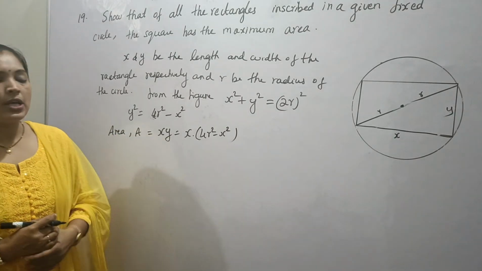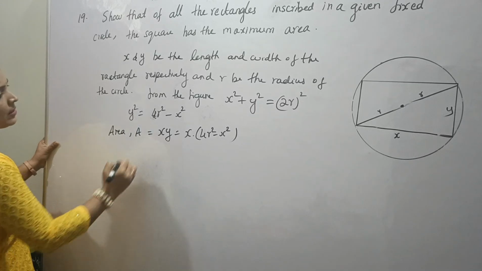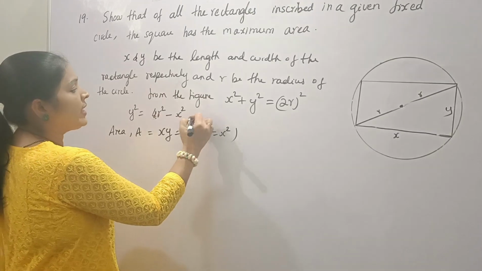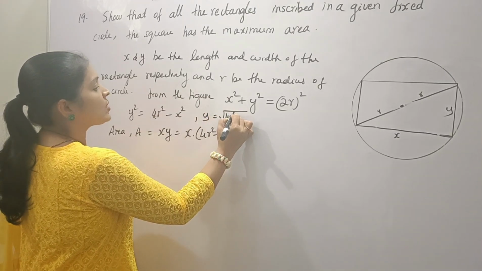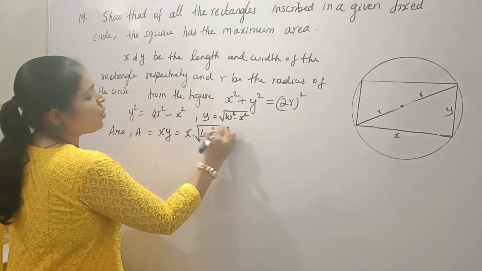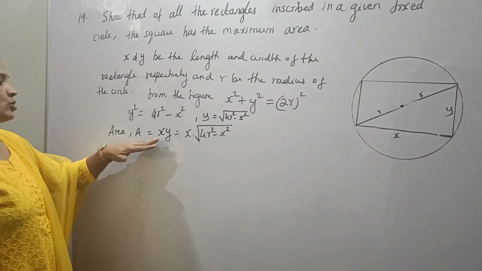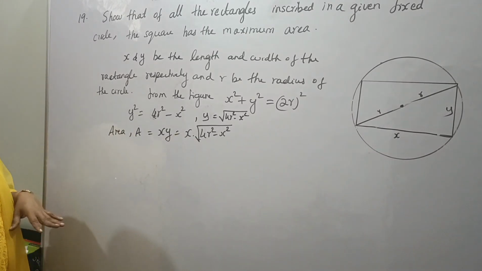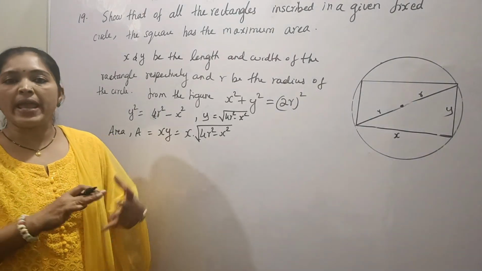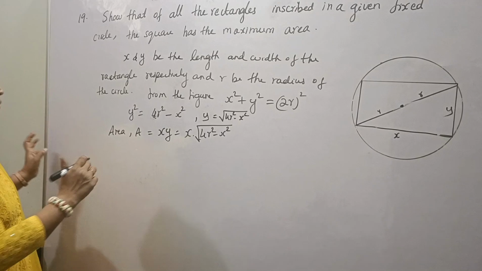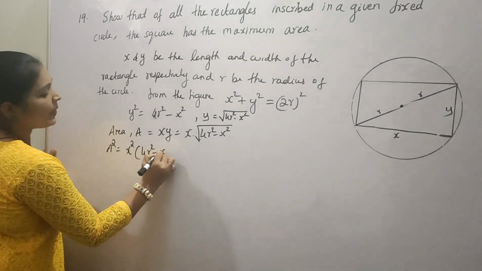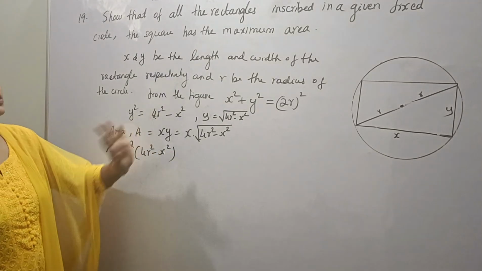So it's our function. So let's differentiate it. Sorry, x into y, right? So y is nothing but square root of 4r square minus x square, right? So x into root of 4r square minus x square is A. Now let's find A square, so it is easy to find the derivative, right? And we know that if A square is maximum, then A is also maximum. So A square is equal to x square into 4r square minus x square, so that the square root is removed.